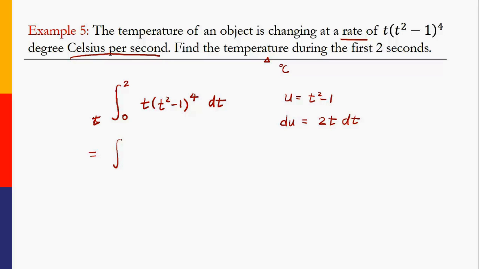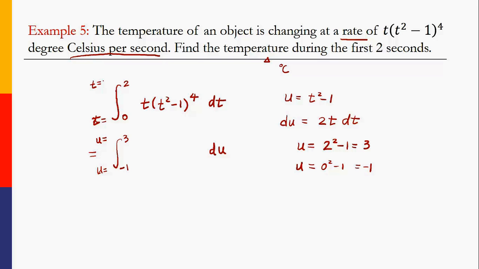Originally, we were integrating from t equals 0 to t equals 2. But when we change the integration to be on the variable u, we need to find the values of u from what to what. So in this case, we need to find the upper limit u when t equals 2. And 2 squared minus 1 is 3. For the lower limit, u will equal 0 squared minus 1, which equals negative 1. So we will integrate from negative 1 to 3.